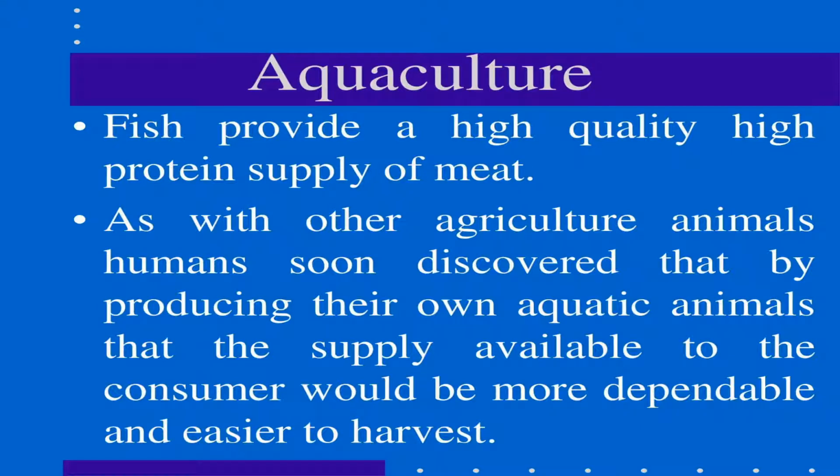Now, in aquaculture, fish provide a high quality, high protein supply of meat. Why fish? Friends, we will see here first why farming is done. Why is it economically important? Because fish provide a high quality, high protein supply of meat. As with other agriculture animals, humans soon discovered that by producing their own aquatic animals, the supply available to the consumer would be more dependable and easier to harvest.